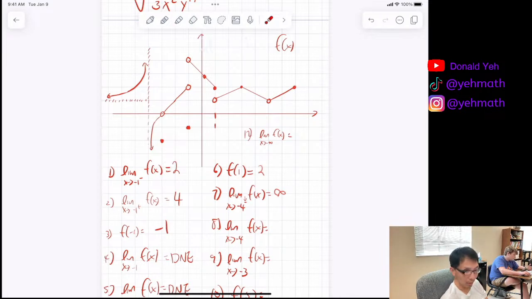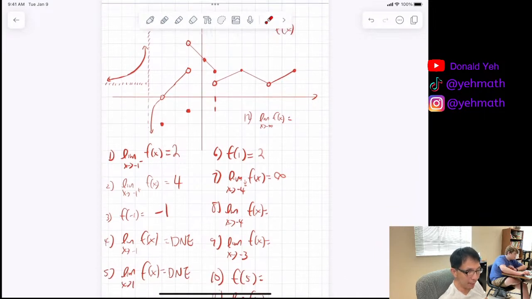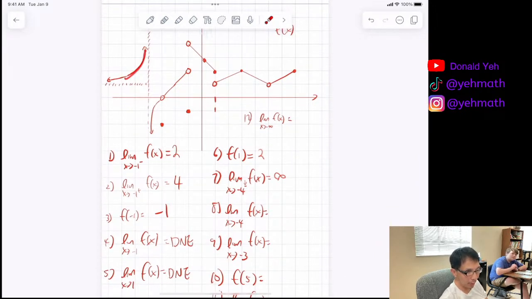All right. So in -4, it's going this way and this way. So it's not defined to a value. So it does not exist, because one's going to positive infinity, one's going to negative infinity. That does not exist.